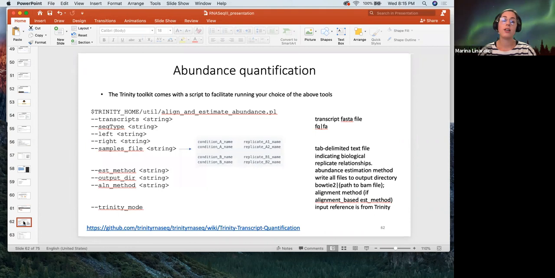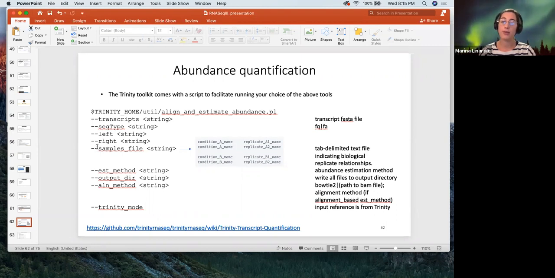So this is the command that we use. We have the Trinity home, that's our variable. Then we have the util folder followed by the script. There are a few things that we need to specify. First is the transcript. So this is our FASTA file. The sequence type, again, that can be FASTQ or FASTA, left and right if it's paired end. We have this samples file that we need.